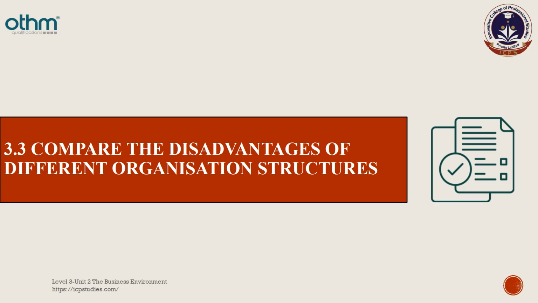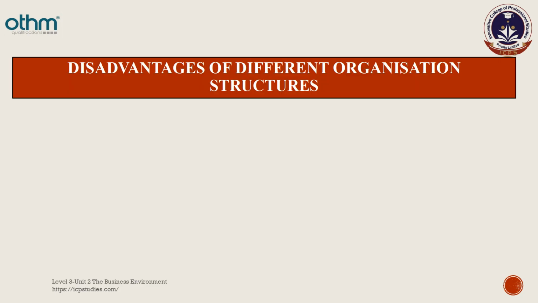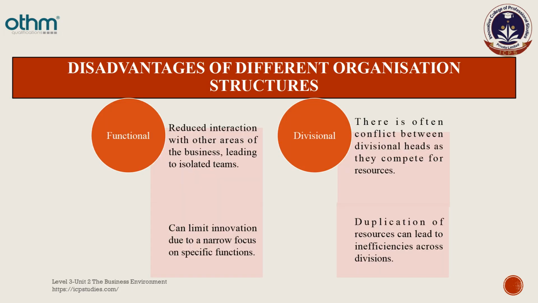The third assessment criteria for the third learning outcome is the comparison of the disadvantages of the different organizational structures. So in the previous slide we compared the advantages, now we are going to compare the disadvantages. The disadvantages of the functional organizational structure are that it reduces the interaction with other areas of the business, which leads to isolated teams, and it can also limit innovation due to the narrow focus on specific functions.